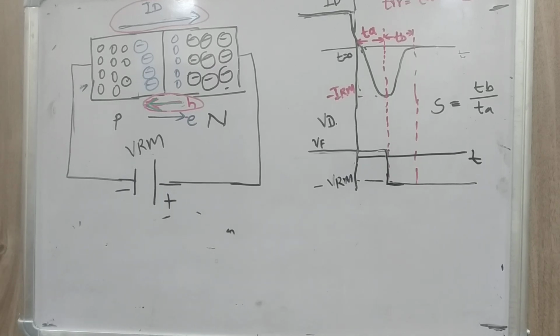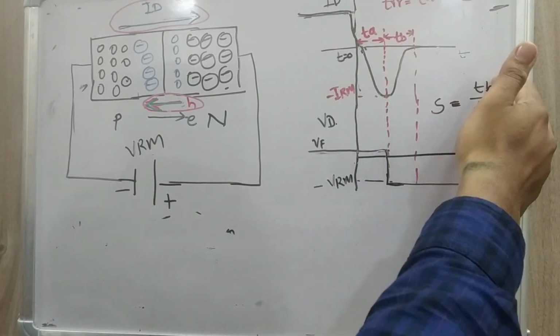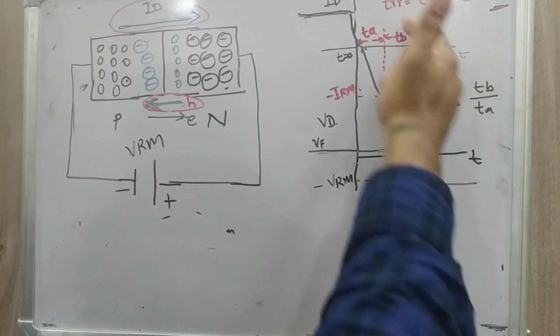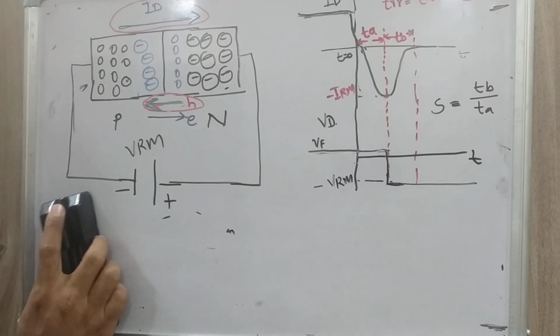So there is an interrelation between S and TRR. S is the ratio of TB by TA, and TRR is TA plus TB, so we can derive the interrelation between S and TRR. That is the graphical picture of the reverse recovery. Now we will analyze the power loss that happens inside a diode because of this phenomenon.